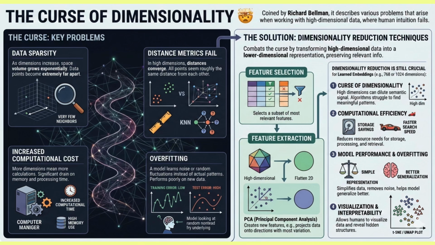It's nearly impossible for humans to visualize data in spaces with more than 3 dimensions. By reducing the embeddings to 2 or 3 dimensions, we can use techniques like t-SNE or UMAP to create scatter plots that reveal hidden clusters, relationships, and the overall structure of the data, which is essential for understanding and debugging models.